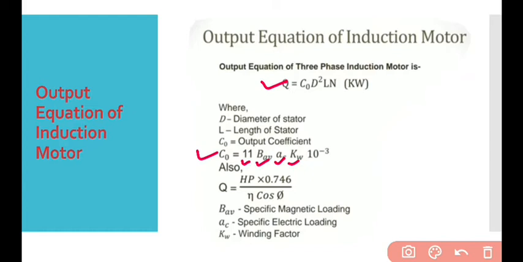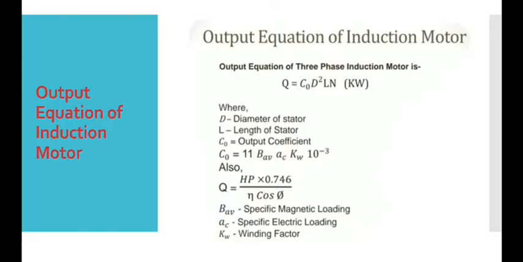All the terms are given here: kW, which is the winding factor, ac, the specific electric loading, and Bav, the specific magnetic loading. In the case of a transformer, kW stood for the window space factor, but in a three phase induction motor we consider kW as the winding factor. Then we also have the relation between HP and kW: Q = HP × 0.746 × efficiency × power factor, where cos φ stands for the power factor. So this is the output equation of the three phase induction motor.